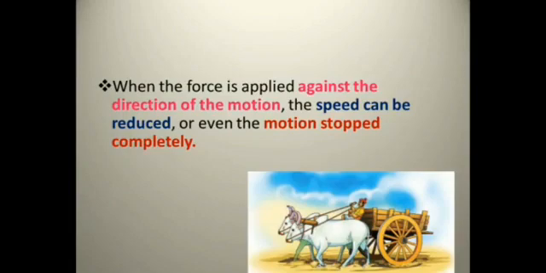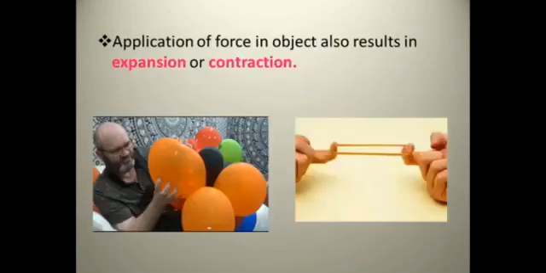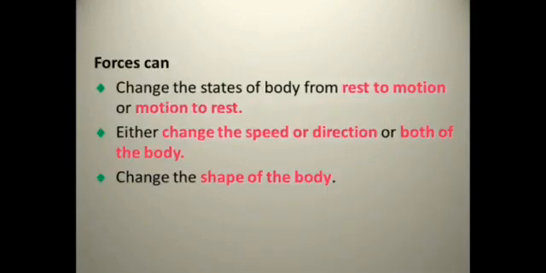Okay. So these are the three points of forces. The first one is, when we apply force on an object, it results in change in its speed and change in its direction. The second one is, when we apply force on an object, it results in either expansion or contraction. The third one, when we apply the force against the direction of the motion, the speed can be reduced or even the motion gets stopped completely. So these are the three points.